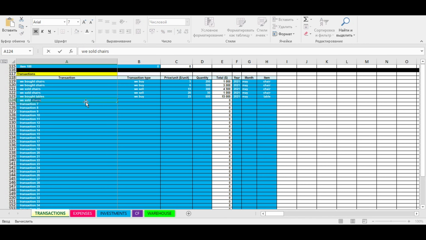Then we, for example, sold some tables. We sell, for example, price per unit. We will sell $70 per one table, and we will sell, for example, 550 tables, and we will sell in May.